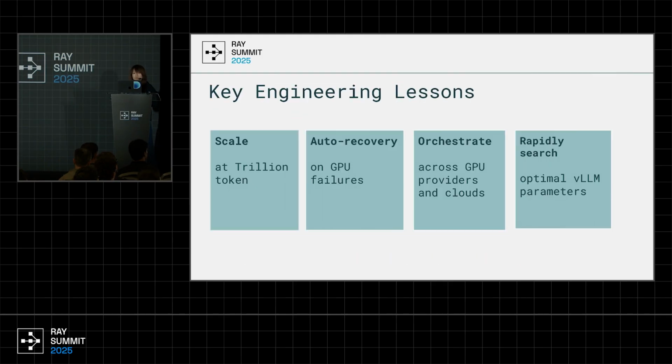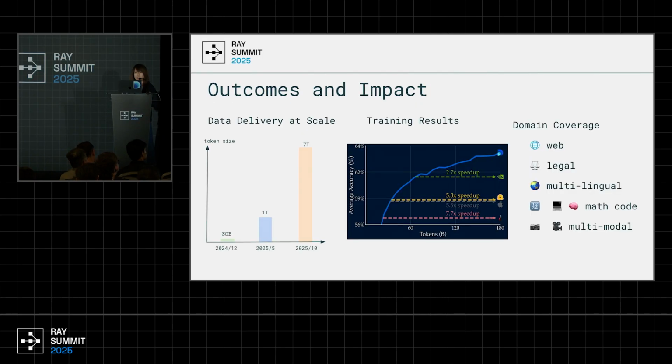Just to recap what we talked about so far: first of all, how we scale to trillion tokens. Secondly, how we auto-recover from GPU failures for long-running jobs. Thirdly, how we empower ourselves and unblock ourselves with all of the GPU providers by building our own scheduler. And lastly, how we rapidly search for optimal vLLM parameters without over-engineering. Now I'm going to let Bogdan talk about the outcome and impact.